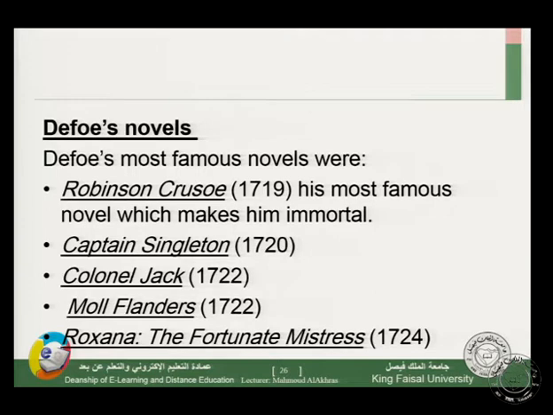Moll Flanders, a heroine, was written in 1722 also. So we can see in 1 year he wrote 2 great works. Roxana, the Fortunate Mistress, was written in 1724. All these works were written after the age of 59. So he was 59 when he started writing novels.